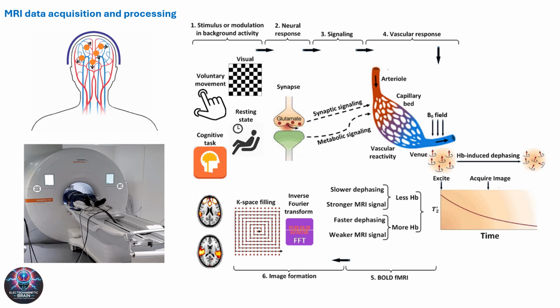This process allows us to see which brain regions are active during tasks, with stronger signals indicating more oxygen. Through this process, MRI gives us both structural and functional insights into the brain's activity, enabling detailed imaging of brain functions in response to various stimuli.